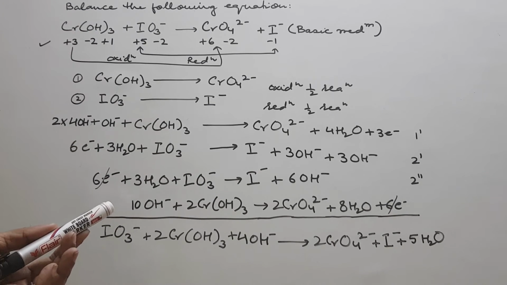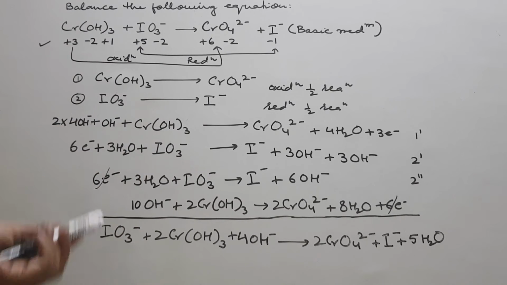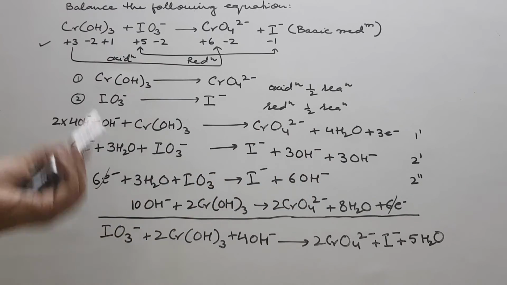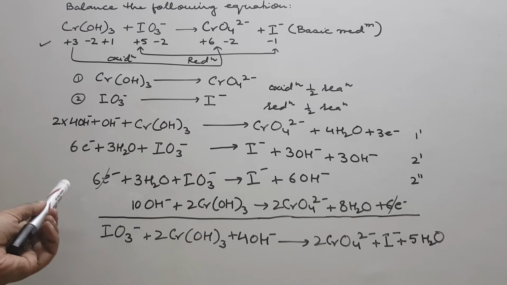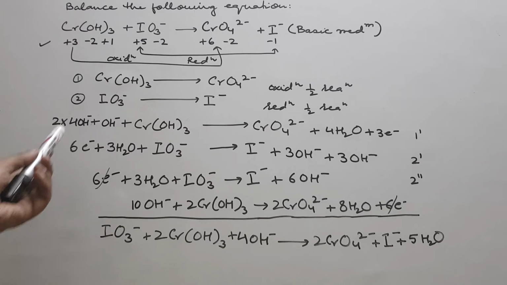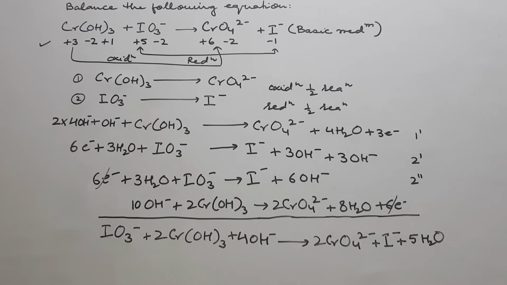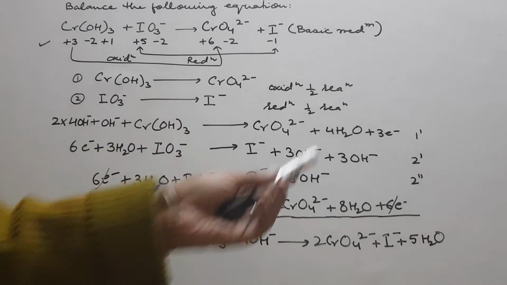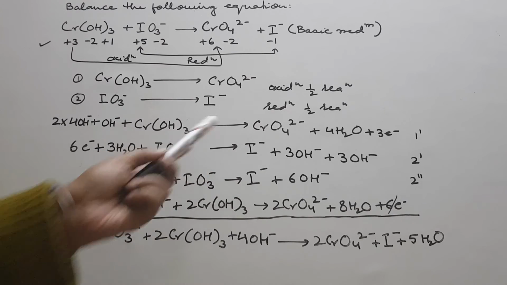But then what happens? I had to balance H also. It was 3 and 4 for H. So ultimately I had to bring the same number of H2O on the deficient side, and then to balance further, on the opposite side the same number of OH minus ions, and then I balanced the equation in terms of charges. Here it was 5 minus, here it was 2 minus, so finally I had to write 3 electrons on this side. This equation got balanced.